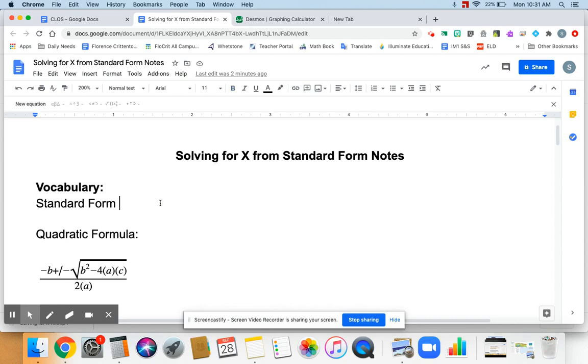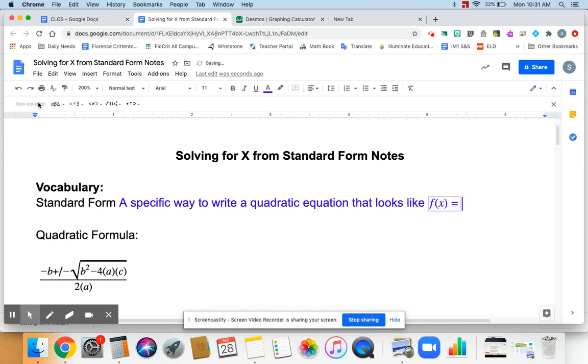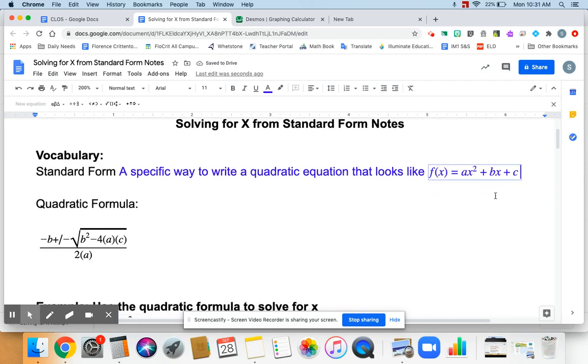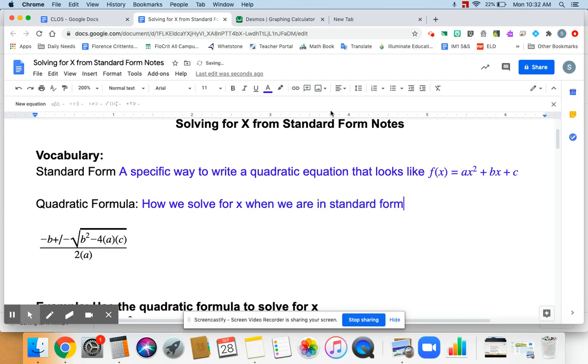So remember, standard form is a specific way to write a quadratic, and in standard form, it always looks like ax squared plus bx plus c. And this is in the most proper form. So the quadratic formula is how we solve for x when we are in standard form. So that's all it is.